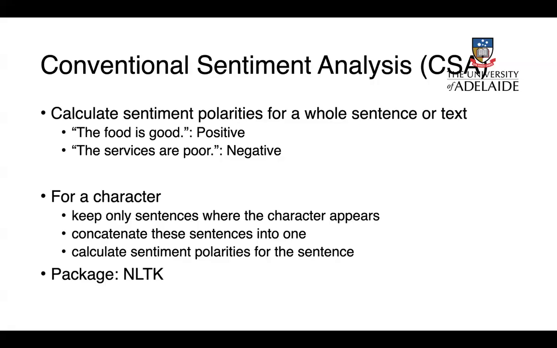And because we need to determine who culprits are, we need to calculate sentiment scores for each character. And this is the algorithm we use. For a character, we keep only sentences where the character appears, and we concatenate these sentences into one long sentence, and then we calculate sentiment polarities for the sentence as the result for the character. The package we use is NLTK.